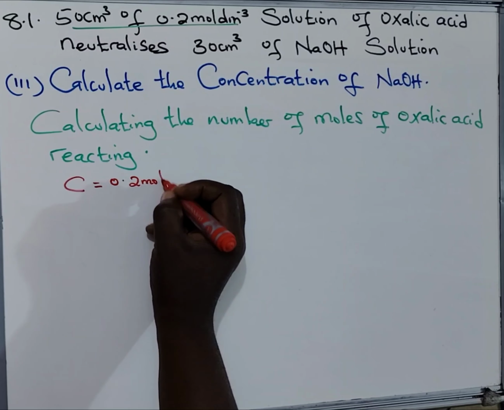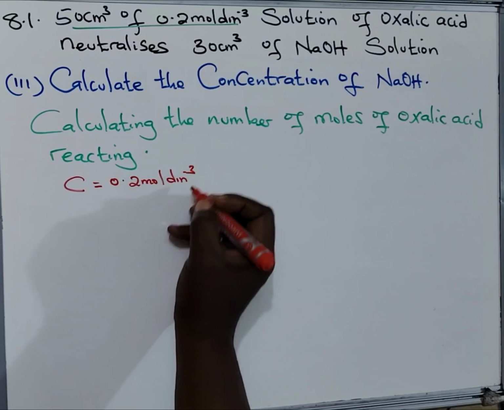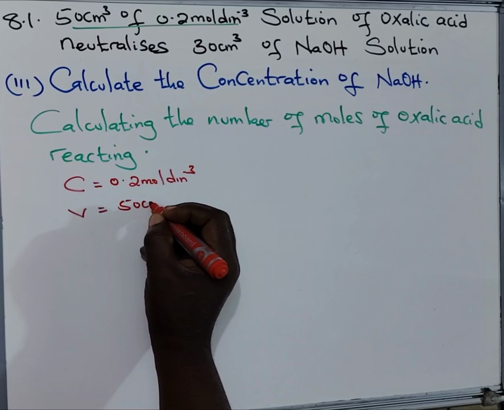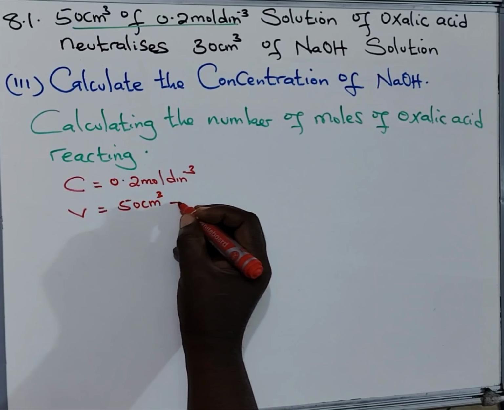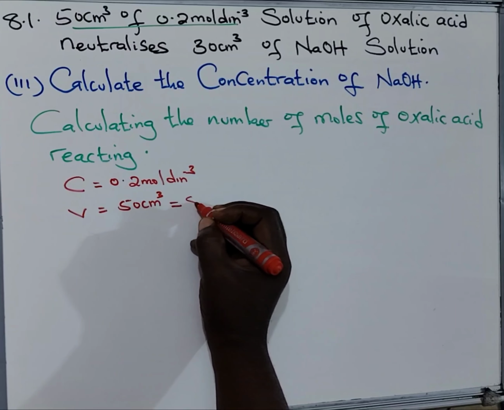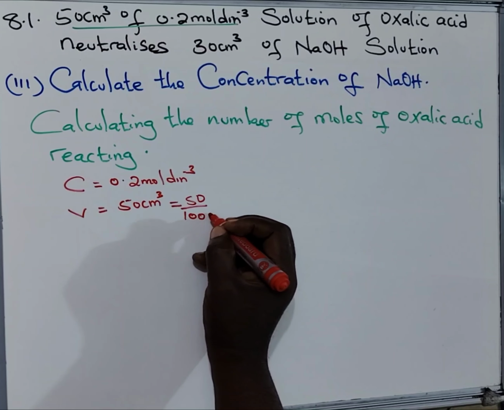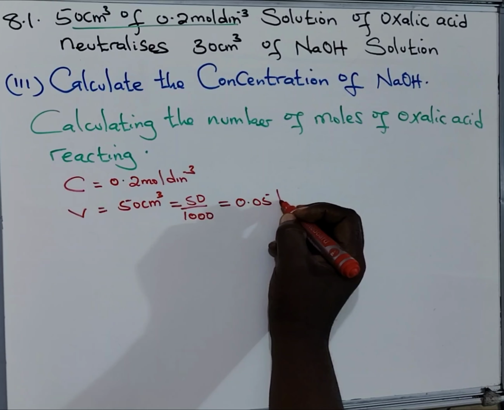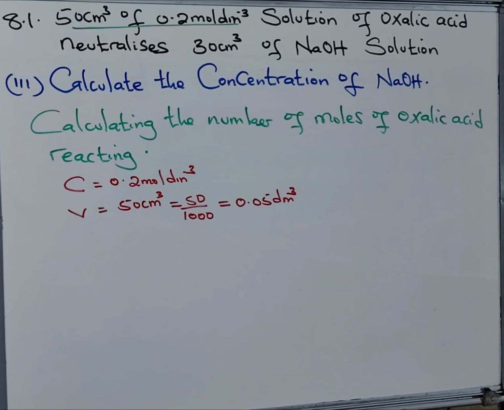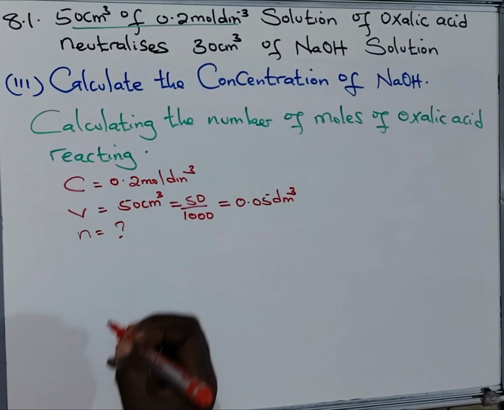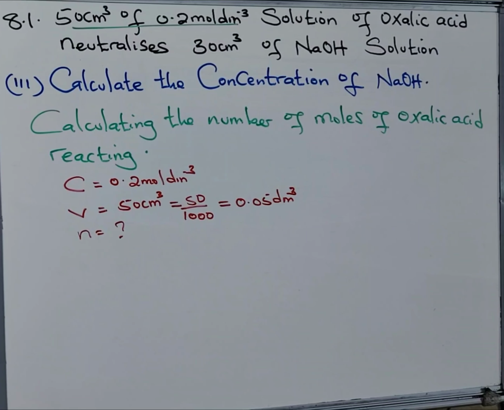You have the concentration, which is 0.2 moles per cubic decimeter. What else do we know? We know the volume, which is 50 cubic centimeters. We change it to cubic decimeters because the concentration is per cubic decimeter. So we say 50 divided by 1000, giving you 0.05 cubic decimeters. What are we looking for? We are looking for the number of moles of oxalic acid which are reacting.